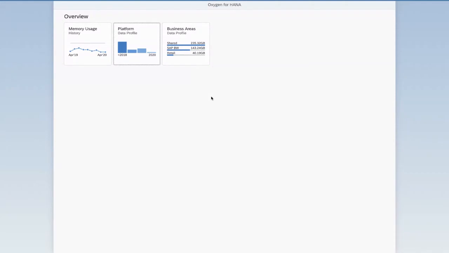Before I show you the application as it currently exists, there are a number of things I'd like to highlight first, so that it's clear to everyone what we are looking at here. After we install the application, the first thing we do is run the analysis on the system we're trying to profile.